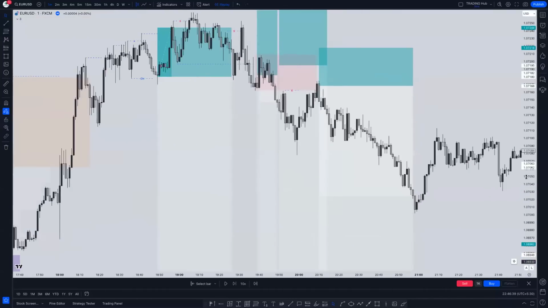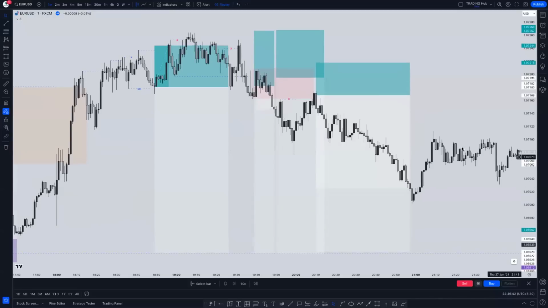Now I'm going to enable annotation here. If you want to point out anything, you can annotate here.